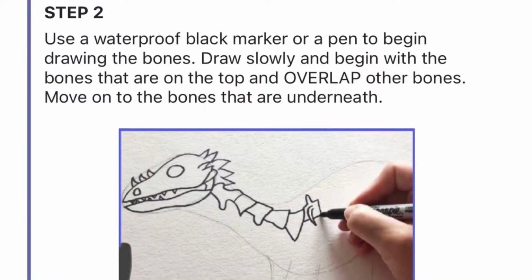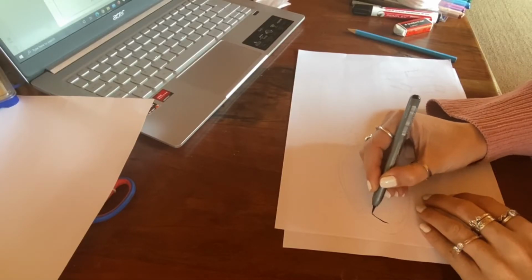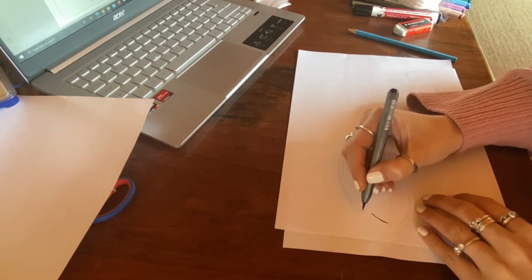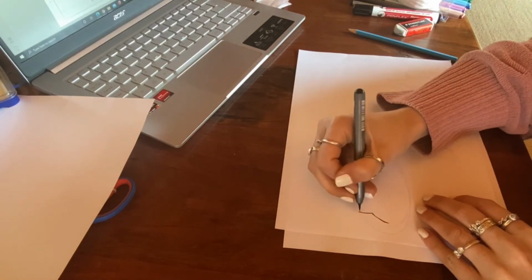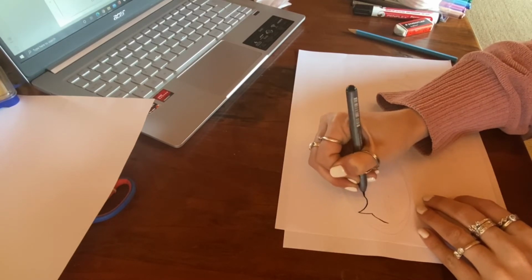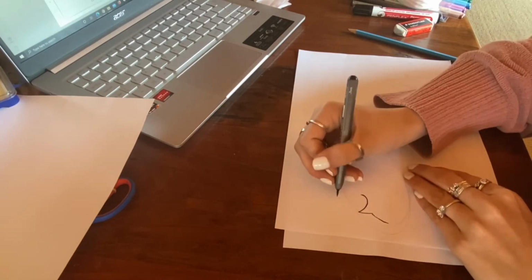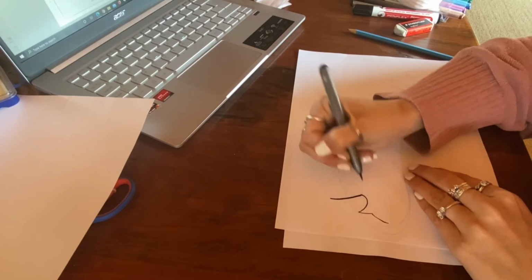Step 2, use a waterproof black marker or a pen to begin drawing the bones. Draw slowly and begin with the bones that are at the top and overlap other bones. Move on to the bones that are underneath. Here, this is a very thin marker that I have. It's a waterproof marker. Remember, if you're going to use a marker, make sure it's waterproof. Right, there we go.